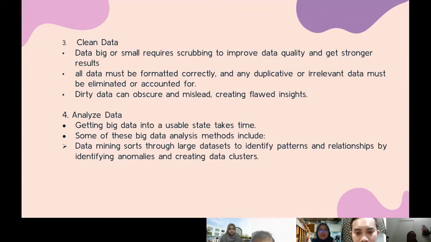Last, analyze data, getting big data into a useful state. Some of these big data analysis methods include data mining. Data mining sorts large data sets to identify patterns and relationships by identifying anomalies and creating data clusters.